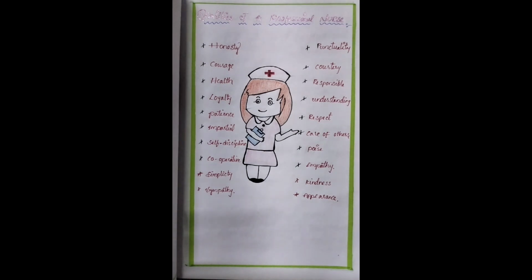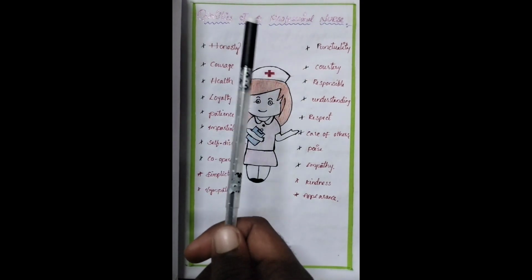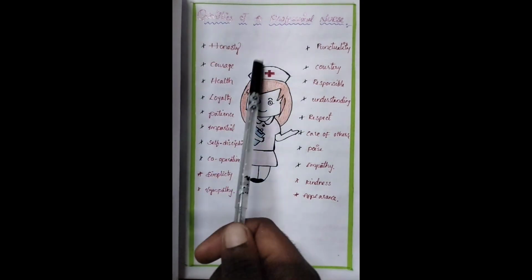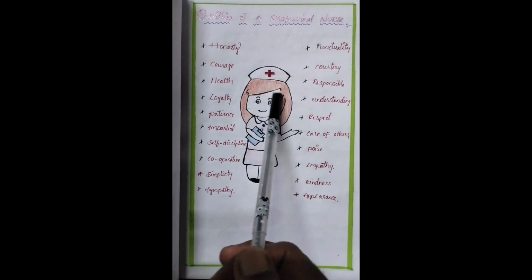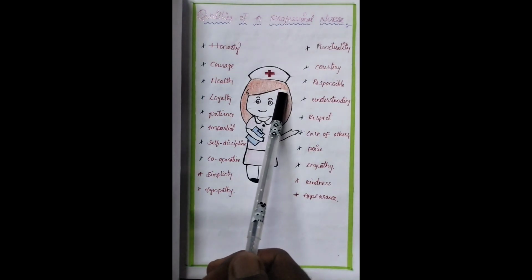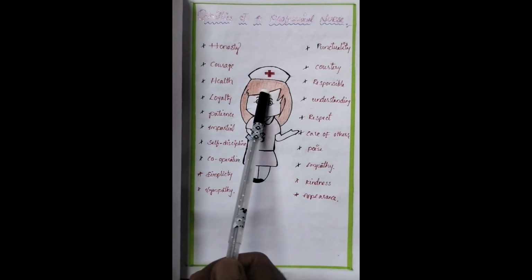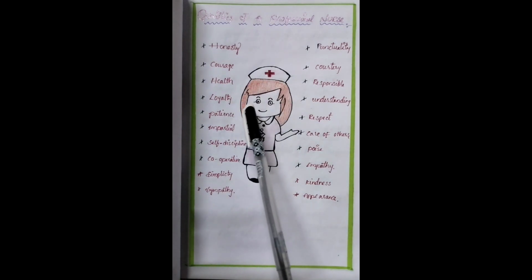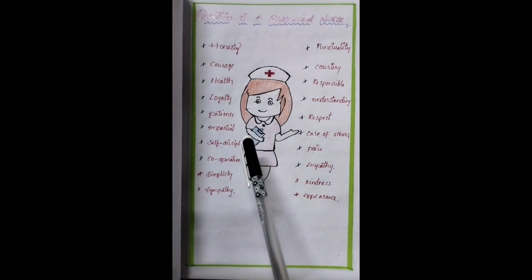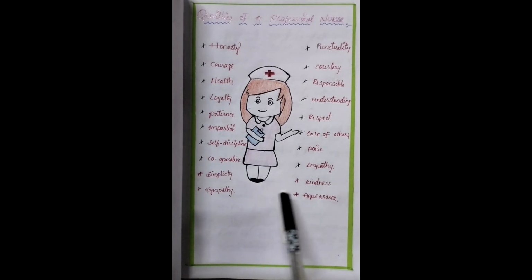And this is going to be important. This is the important answer which is for 10 marks in the BSc nursing first year. Qualities of a professional nurse. Normally, what are the qualities of a nurse? A nurse should have kindness, politeness, punctuality, honesty, courage, health, loyalty, patience, impartiality, self discipline, cooperation, simplicity, sympathy.